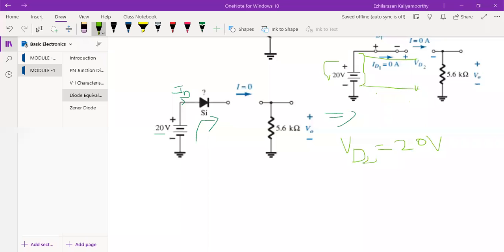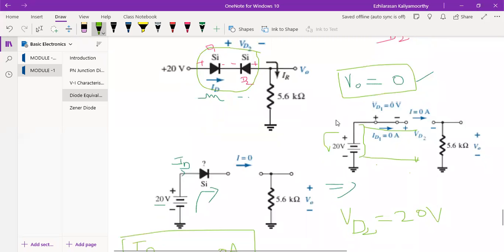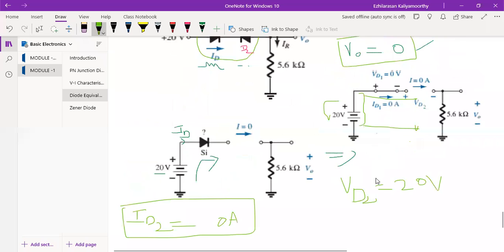So you can write that ID will be equal to 0 ampere, because the diode D2 is reversed. So ID2 is equal to 0 ampere. So we got it now. Three answers we got. V naught also we got, and ID2 also we got.